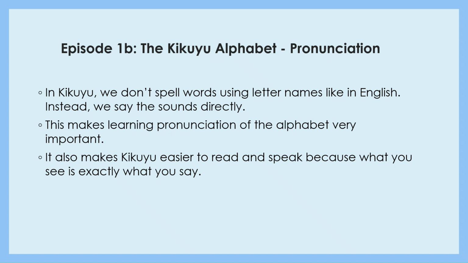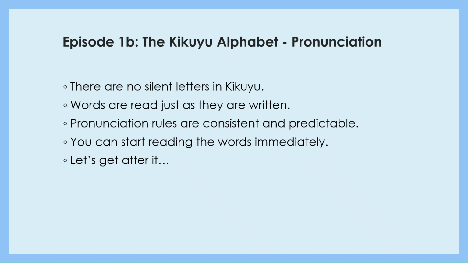In Kikuyu, we don't spell words using letter names like in English. Instead, we say sounds directly. This makes learning pronunciation of the alphabet very important. It also makes Kikuyu easier to speak and to read because what you see is exactly what you say.